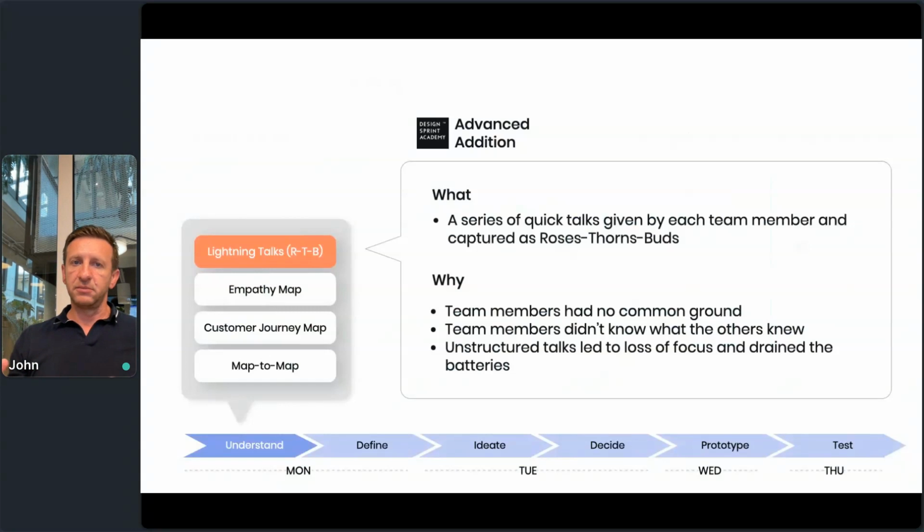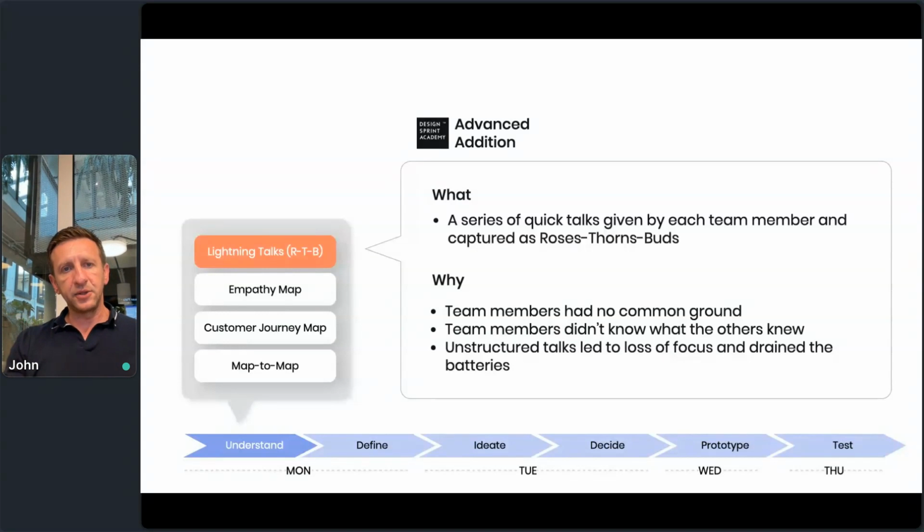We need to do this because team members have no common ground. Everyone might come with a different perspective or angle on the problem. You don't know what others know, and then if you have unstructured talks, you might go in circular discussions which lead nowhere, and they're just going to drain the team's energy.